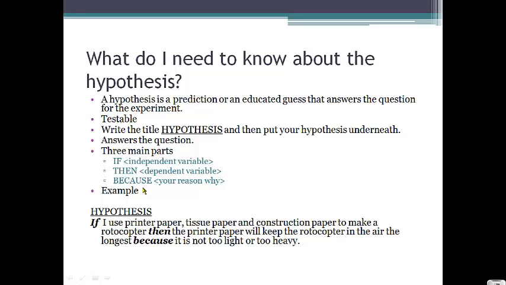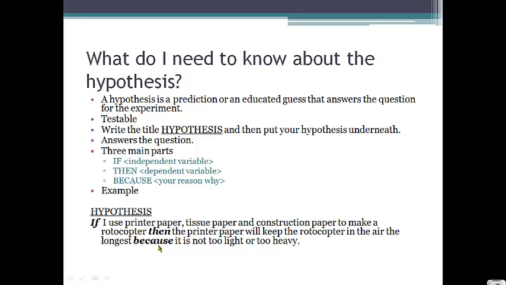So let me give you an example. For our rotocopter experiment, remember I'm using three different types of paper to build the rotocopter. So I say that's the thing that I'm changing, so that's the independent variable, it's the type of paper. And so I say if I use printer paper, tissue paper, and construction paper to make a rotocopter, then I'm going to put down what I'm measuring. I'm measuring how long the rotocopter will stay in the air. So I say then the printer paper will keep the rotocopter in the air the longest.